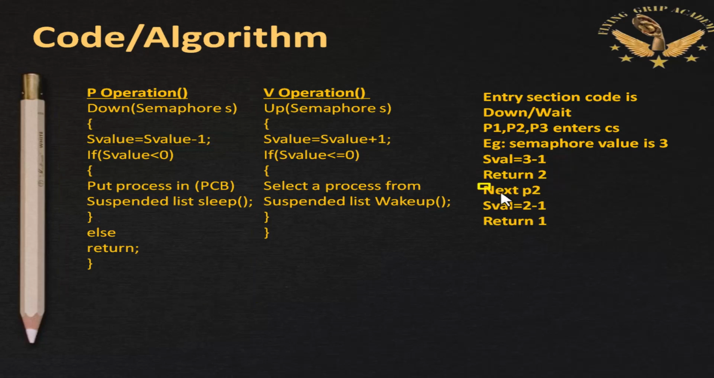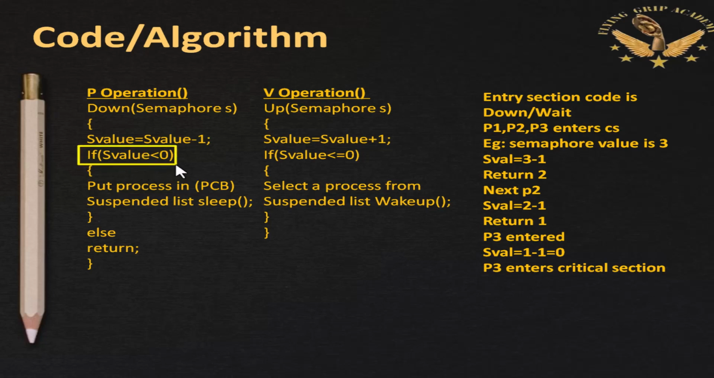P2 is going to enter. Now the value is 2, so it is decremented by 1 and it is going to return 1. Next P3 will be entering. Let us check P3. Now the value is 1 minus 1, which is 0. Now here we are going to check the condition. Is 0 less than 0? The condition has failed.